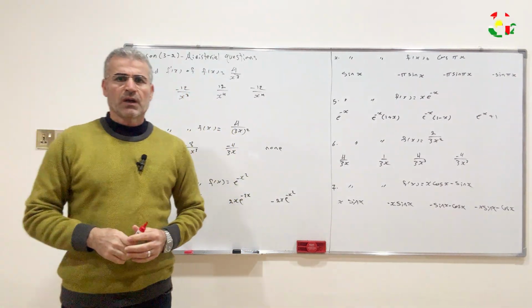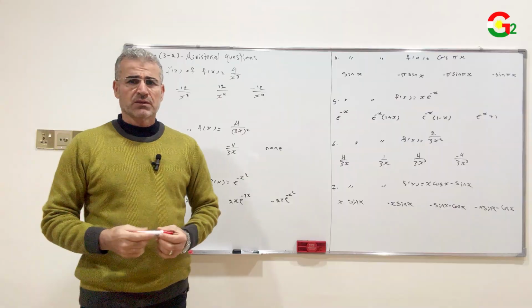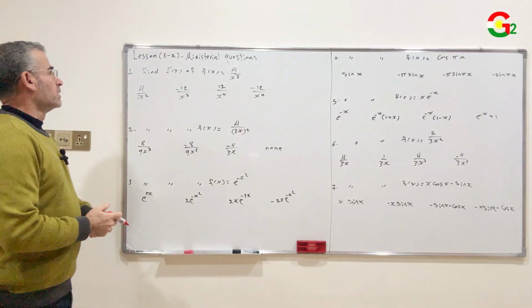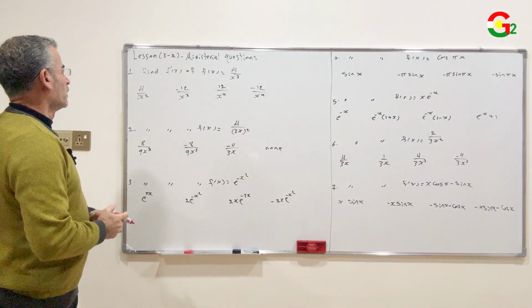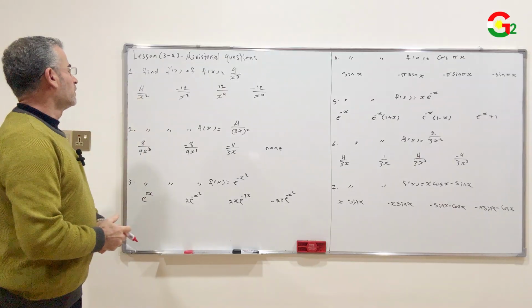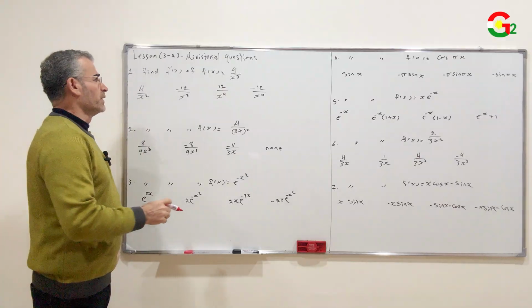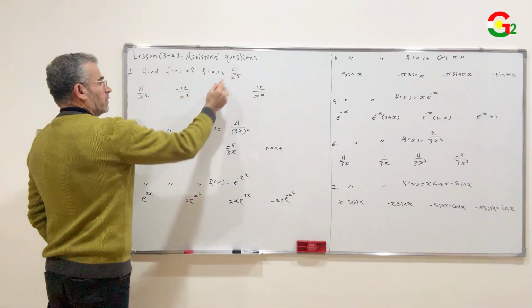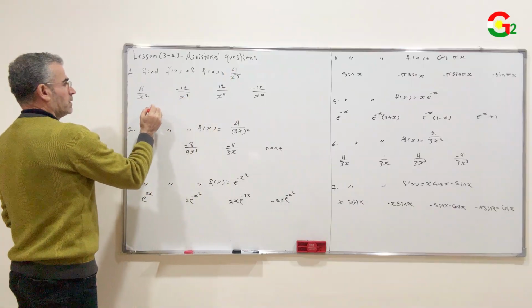In this tutorial, I will solve the multiple-choice questions of lesson 3.2, rules of differentiability. Question number 1, find f prime of x if f of x equals 4 over x to the power 3.